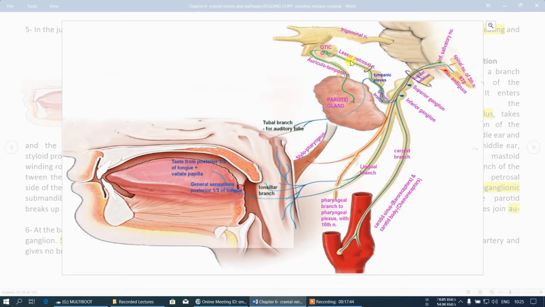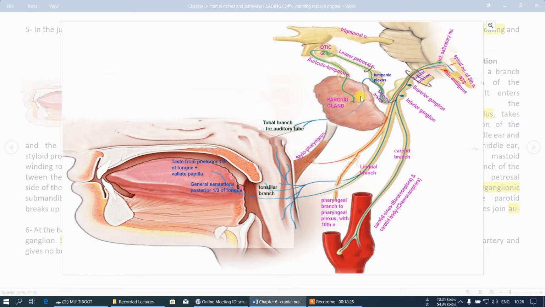and this lesser petrosal carries preganglionic parasympathetic fibers, which are relayed in the otic ganglion. After relay, postganglionic fibers go to the auriculotemporal nerve, and it is supplying the parotid gland. So tympanic branch from inferior ganglion, tympanic plexus, lesser petrosal nerve, otic ganglion, postganglionic, auriculotemporal nerve, and parotid gland. This is the pathway of secretomotor fibers supplying the parotid gland.